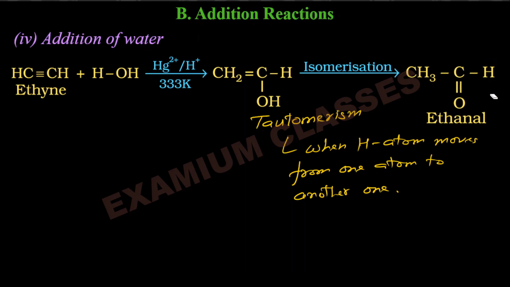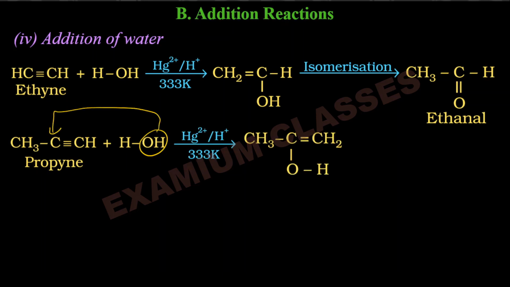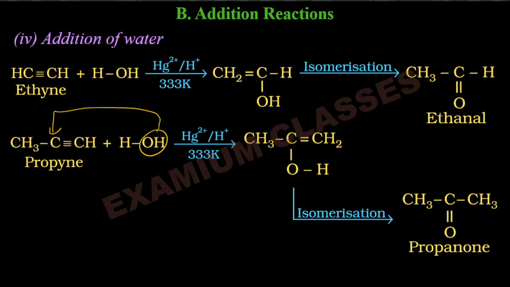It can be a ketone. This is a carbonyl group. It can be a ketone if we have a methyl group here, an ethyl group here, or any alkyl group. So the next example is that one. If it is ethyne, it will give you ethanal. All other alkynes will give you ketones. OH will go to that carbon which has fewer hydrogen atoms. Again, tautomerism will happen and you will get a ketone. Only ethyne will give you ethanal, that is an aldehyde. All other alkynes will give you ketones.